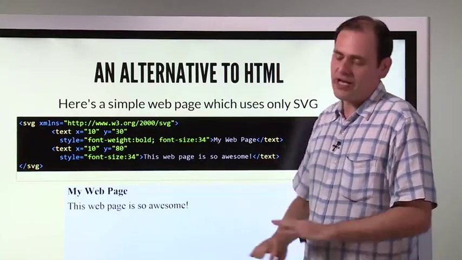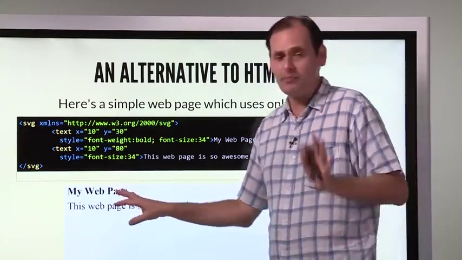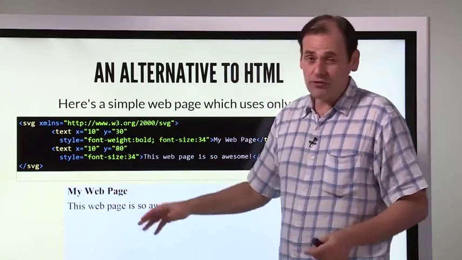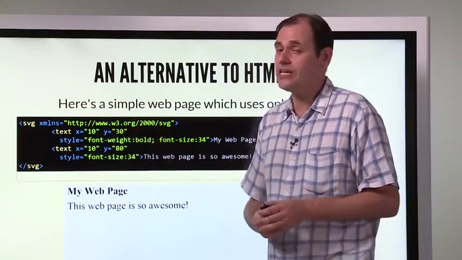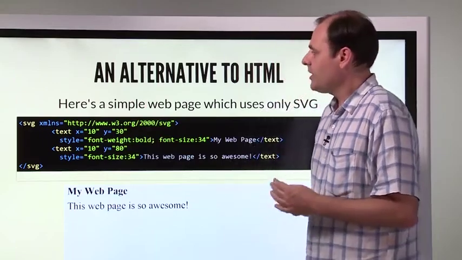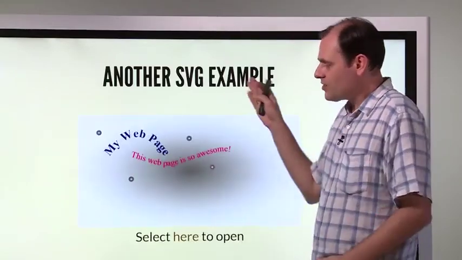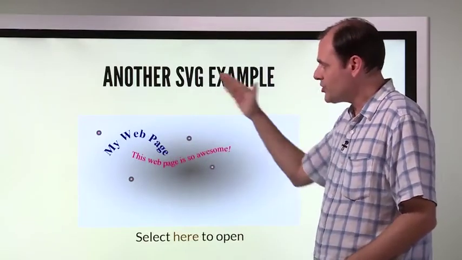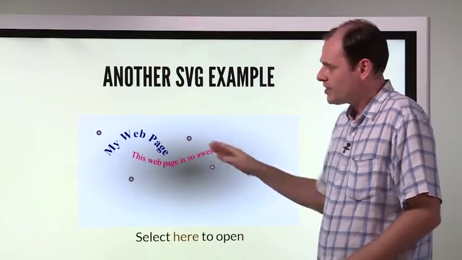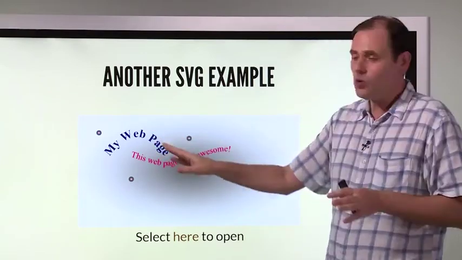So if you want to, you could write a complete web system, lots of web pages, you add JavaScript, all of that stuff, purely using SVG. Totally, you could do that. Now, here's another example in case you think that's too simple, a bit more complex. Again, we're still staying with SVG for this. My web page is so awesome.